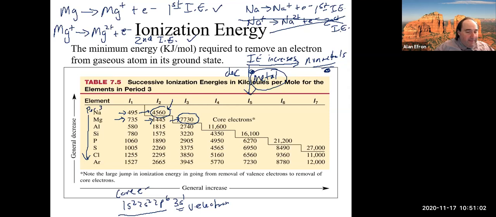Again, doesn't really happen. Same thing with aluminum. It makes a +3 charge, right? Much easier to remove the first electron, gets a little harder to remove that second electron, a little harder to remove that third electron. After you remove 3 electrons for aluminum, you are also into its core electrons, and you can see the jump is tremendously high here to try to remove that next electron.